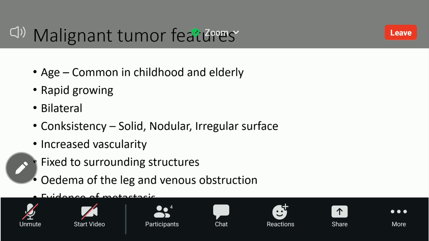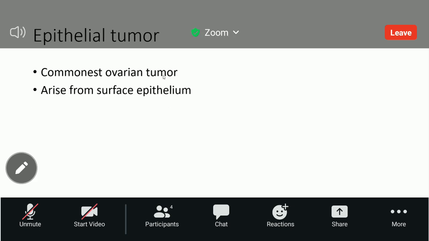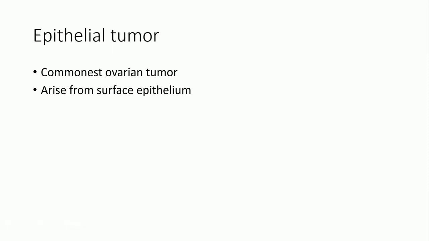Okay. Then the epithelial tumor. So we have already talked about 4 types of tumors, including epithelial, germ cell, sex cord, and the metastatic tumor. Epithelial tumor is the most common one. Usually it arises from the surface epithelium, and this is the most common ovarian tumor. We have to know that, because when there is a suspicion of malignant tumor, we have to think about the epithelial tumor anyway. Whatever the age, we have to think about the epithelial tumor.